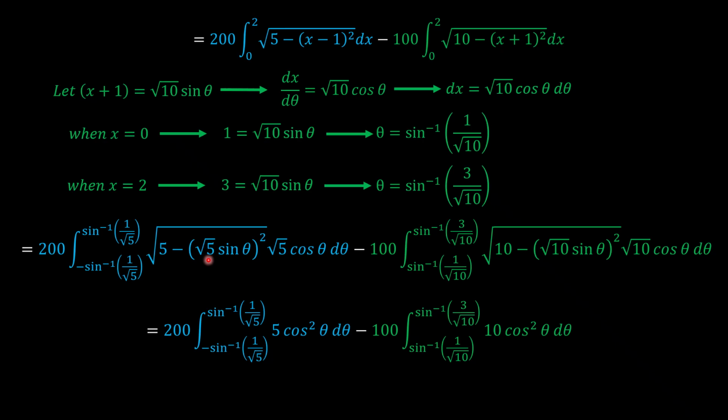And root of 5 coming from here, with root of 5 here we have 5 here. So 5 cosine squared theta, and here we have root of 10 times root of 10, we have 10 cosine squared theta. Limit here, arc sine 1 over root 10, arc sine 3 over root 10, and here lower limit negative arc sine 1 over root 5, upper limit arc sine 1 over root 5. Okay, so that's important for us.